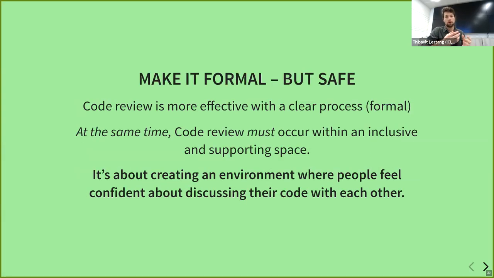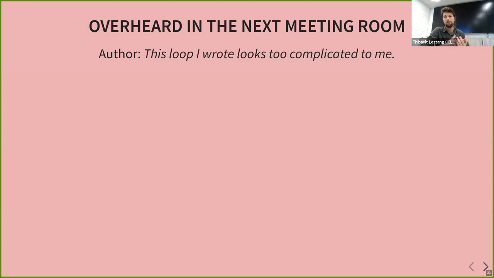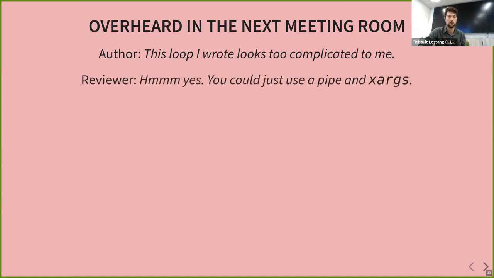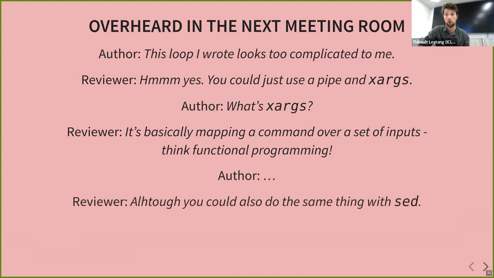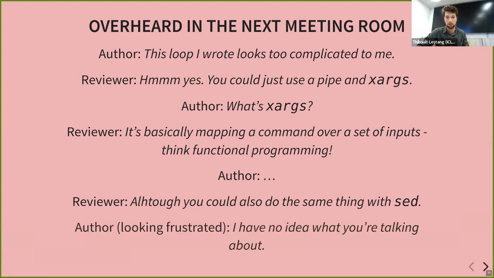Maybe more important is to try and keep the process safe and inclusive, because code review can be both a driver for inclusion, but also a driver for exclusion. This is adapted from an example that I saw a while ago where the author, again, had some Bash code that was too complicated for them. A reviewer goes, okay, well, you can just use the pipe and use xargs, and the author doesn't know what xargs is because they're not experienced with Bash. The reviewer answers, it's basically mapping a command over a set of inputs, just like you were doing functional programming stuff. The author is a bit confused. Then the reviewer continues, you could always use a good old sed command. At which point the author is quite frustrated because they have no idea what we're talking about.